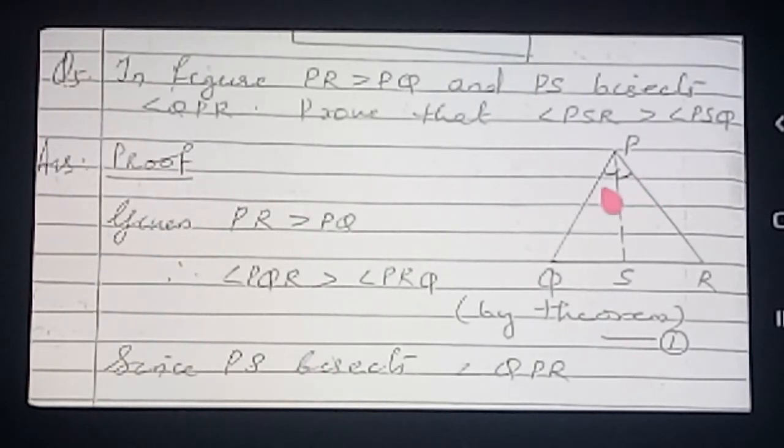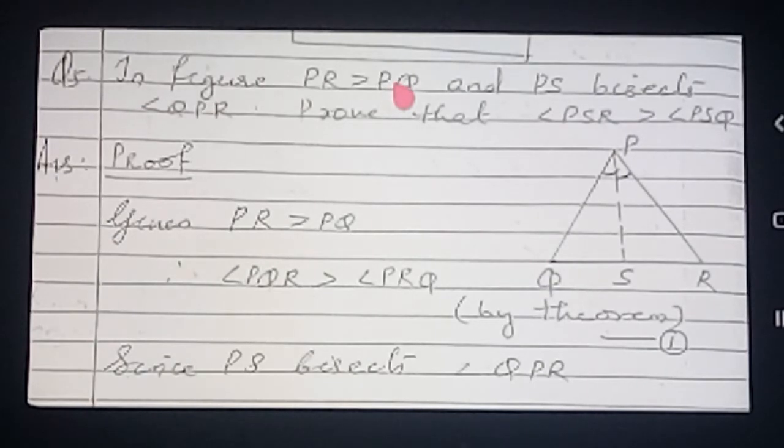Clear? Have you got a clear concept about both the points? Once more, read. PR is greater than PQ. Among PR and PQ, which side is greater? PR is greater than PQ. And PS bisects angle QPR, which means this angle and this angle are equal. Prove that angle PSR is greater than angle PSQ.